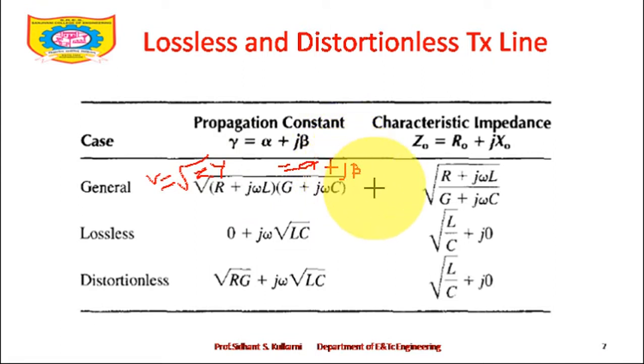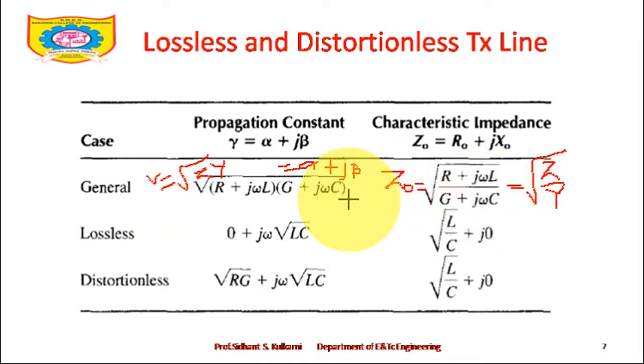Along with that, the characteristic impedance Z0 is given by what? It is equal to under root of Z by Y. Certain numericals we have also solved depending on this. So under root of Z by Y, what is Z? R plus j omega L, and what is Y? G plus j omega C. So already we know the equation for gamma and the equation for Z0.